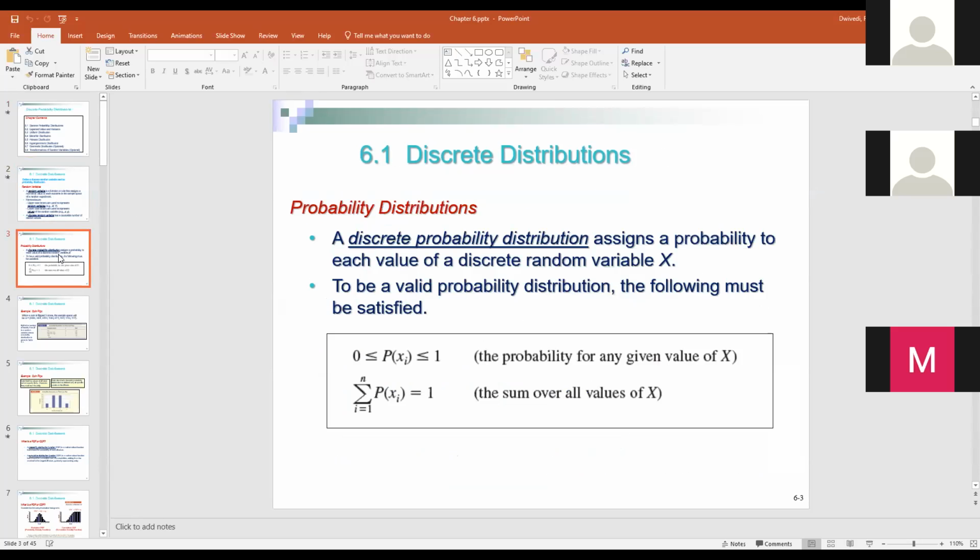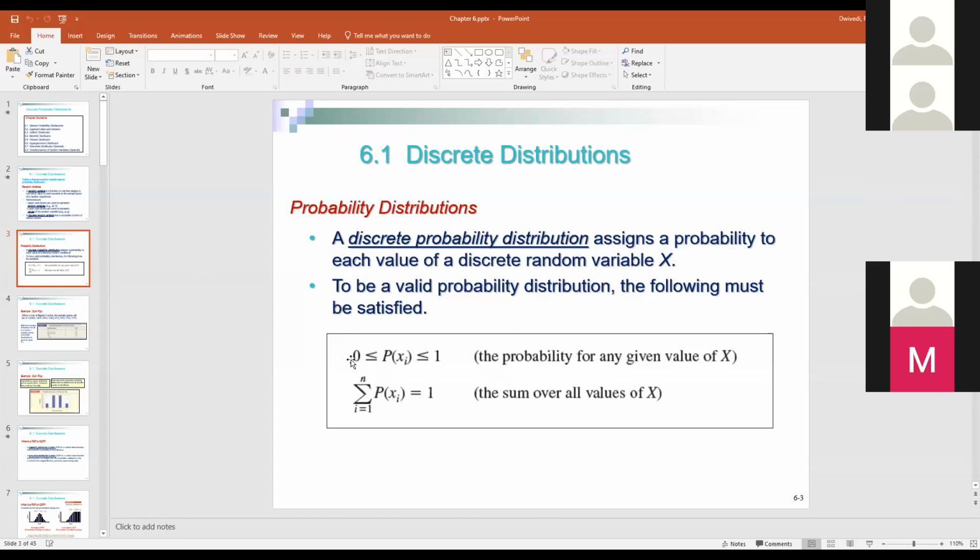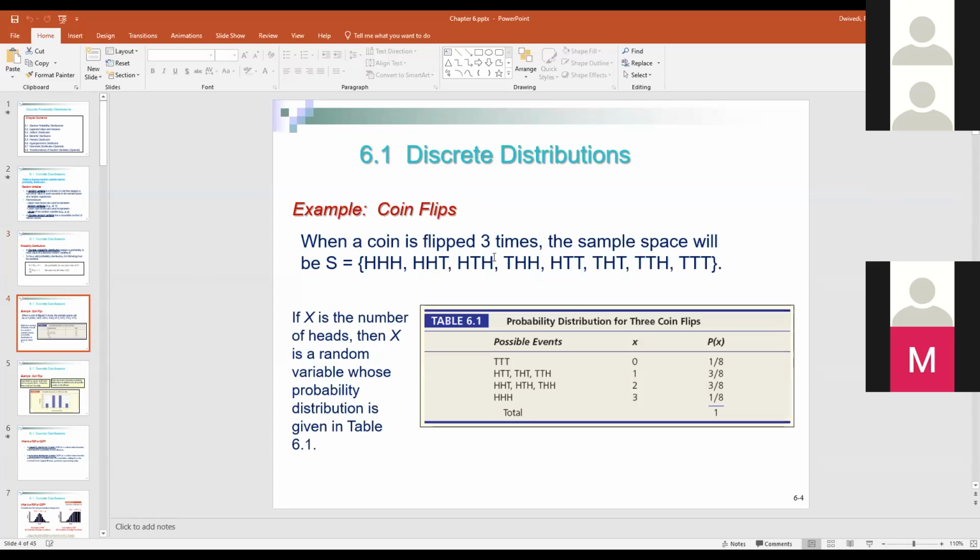The total probability is 1, and the probability of any event is between 0 and 1. So any event's probability can be 0, can be 1, or can be in between. Similarly, the sum of all the probabilities of events is 1. This we understand properly. And based on that, let's say we flip 3 coins together.